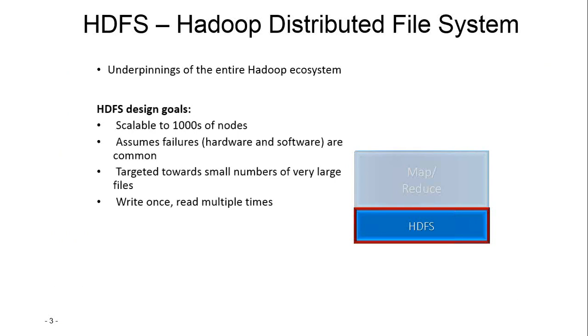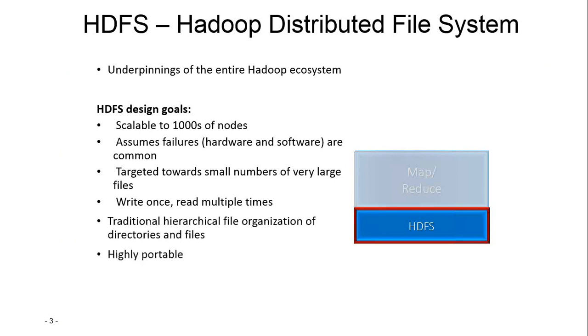HDFS's primary goal is to scale data, and it assumes both hardware and software failure. It is targeted at a small number of very large files. We are talking about huge files and a smaller number of files. That's because we write once and read multiple times. We will look into this in detail.